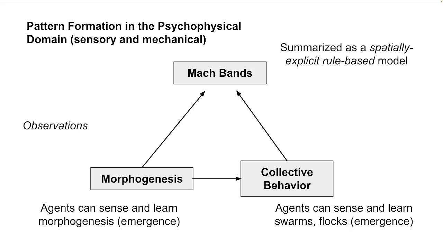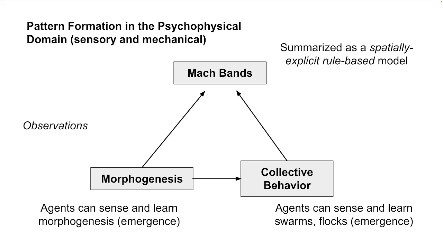Now, the observers, of course, have two different ways that these lessons can be expressed. The first is through morphogenesis. So an agent can sense and learn morphogenesis. An agent can observe morphogenesis in one agent and replicate it in themselves, or they can learn things about their adversary, like a predator observing prey or something like that.